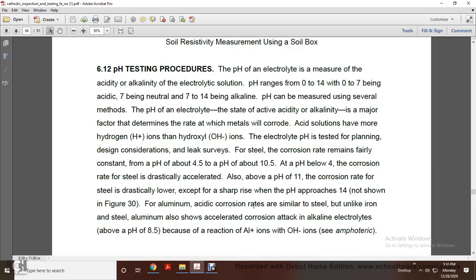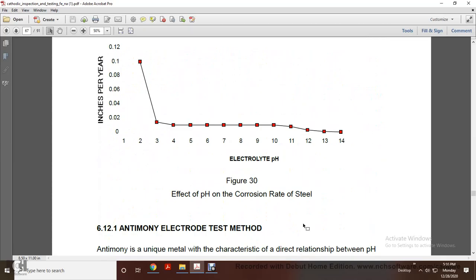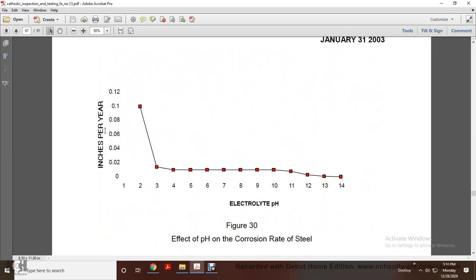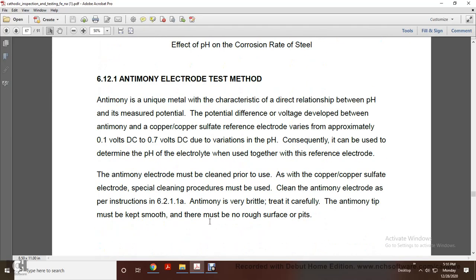For aluminum, acidic corrosion rates are similar to steel, but unlike iron and steel, aluminum shows accelerated corrosion attack in alkaline electrolytes above a pH of 8.5, because of the reaction of aluminum ions, positive ions, with hydroxyl ions. Figure 30 shows the corrosion rate in inches per year over the electrolyte pH, the effect of pH on corrosion.